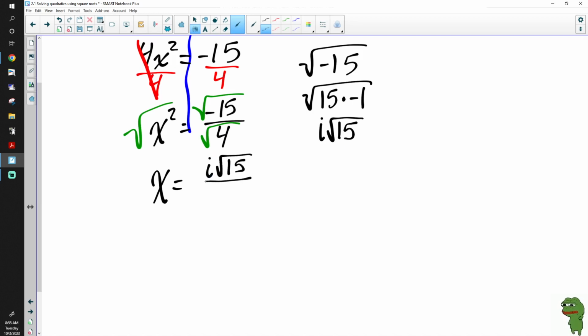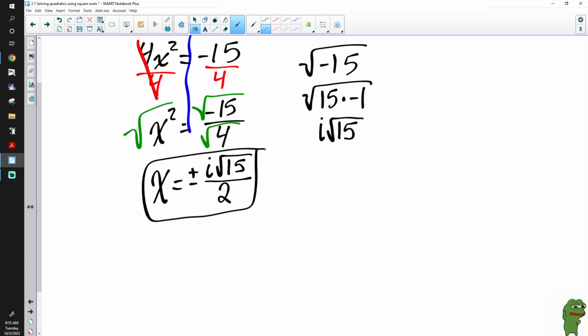On the bottom, do we know the square root of 4? It's just 2. Uh-oh, I made a boo-boo. What didn't I write? Plus or minus. One of you is not going to do it, and when you do, I'm writing a very passive-aggressive note on your test. I'm going to write, why do you hate me? And how dare you?